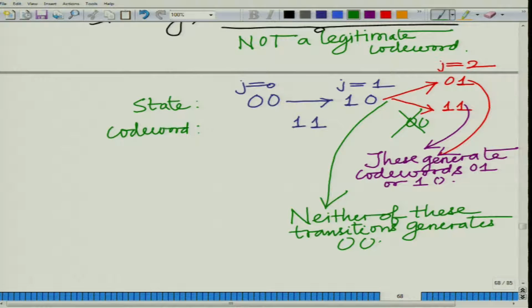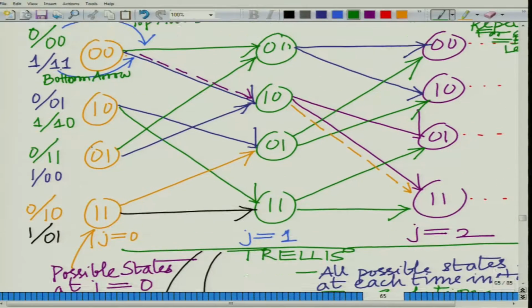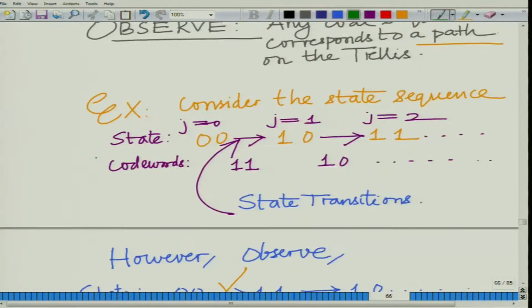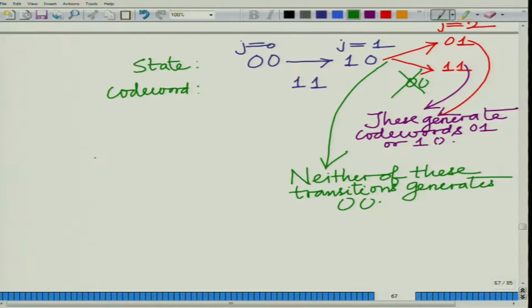Now similarly, on the other hand, if you can start at state 0 1, the other possibility is that you start at state 0 1. If you start at state 0 1, you are generating code word 1 1, which means you are going to the top branch 0 0. So if you start at 0 1, this combination is not possible. We have eliminated this.